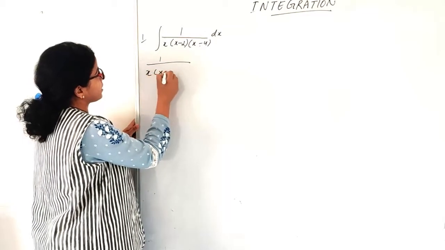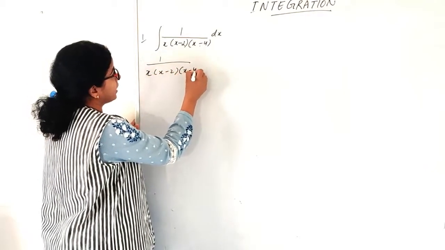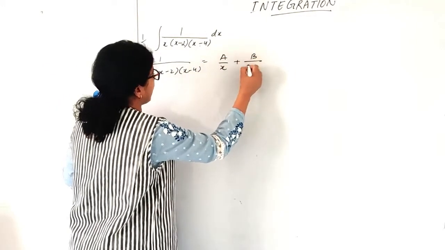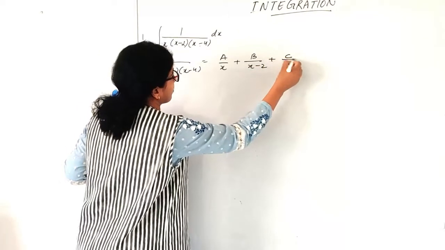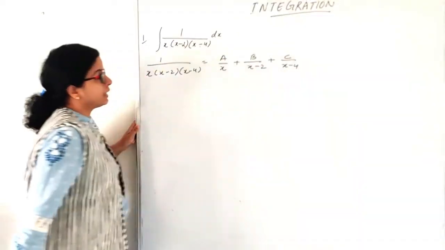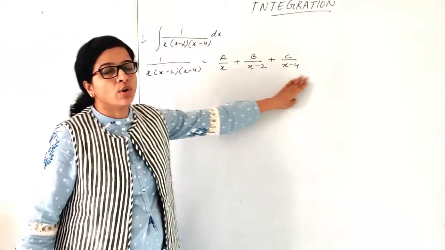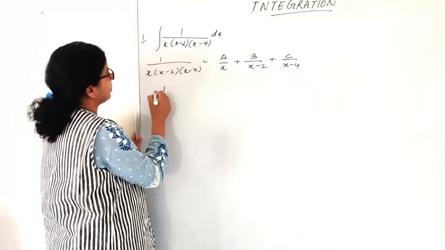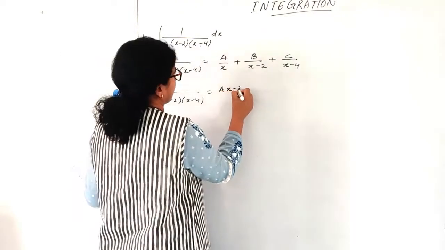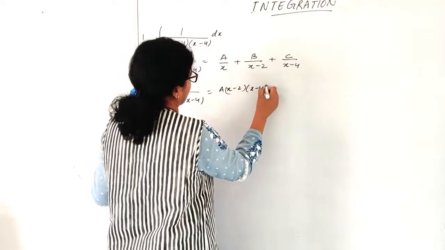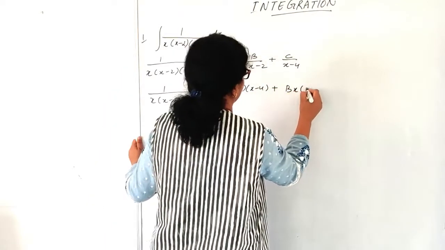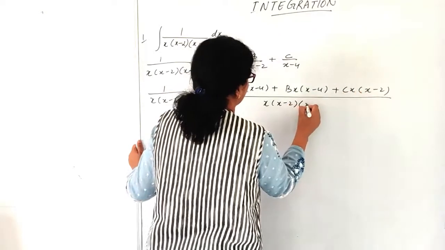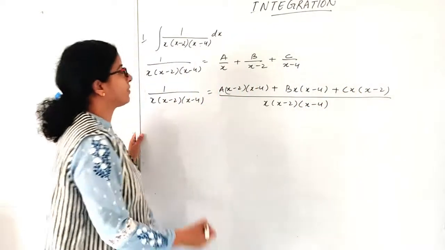So 1 upon x, x minus 2, x minus 4 equals a upon x plus b upon x minus 2 plus c upon x minus 4. Now we have to find the values of A, B, C. How are we going to do that? Look here. So let us rewrite it now. Right? We have taken the LCM.